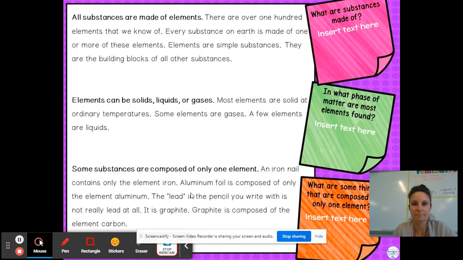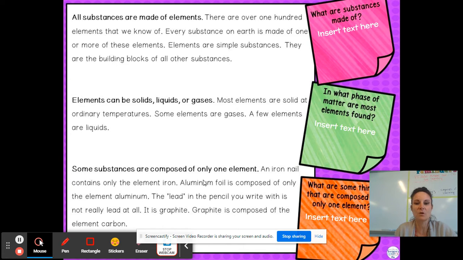Here is slide 3. There are over 100 elements that we know of. Every substance on Earth is made of one or more of these elements. Elements are simple substances. They are the building blocks of all other substances. Elements can be solids, liquids, or gases. Most elements are solid at ordinary or room temperatures. Some elements are gases. A few are liquids.